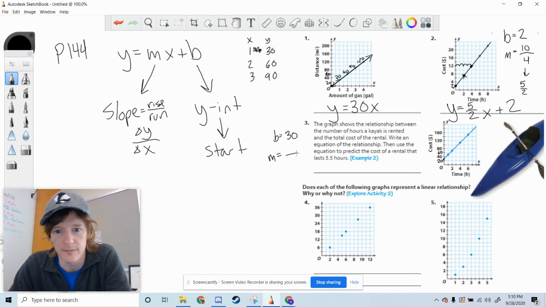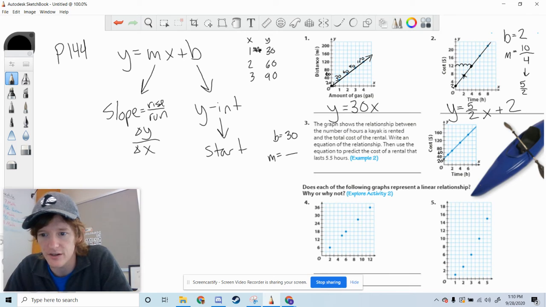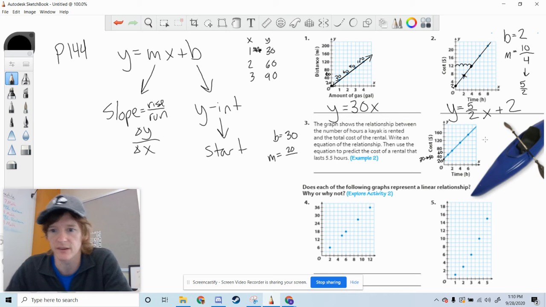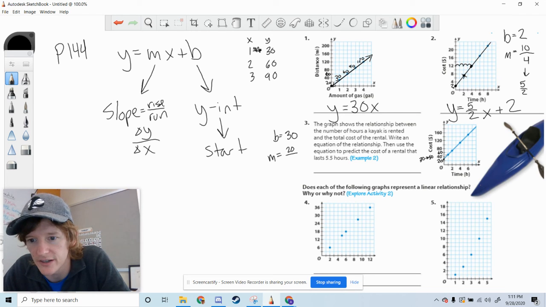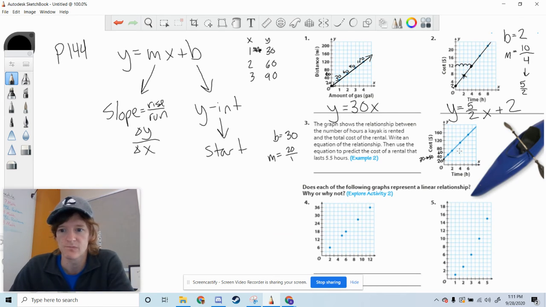Now I need my m, which is my rise over run. All these points are in the middle, so let's just choose the beginning one then. We're starting at 30, and we're going up to 50. So from 30 to 50, well, that's up 20, okay? We're going up by $20, and then we're going over by 1 hour, okay? See that? 20 over 1.